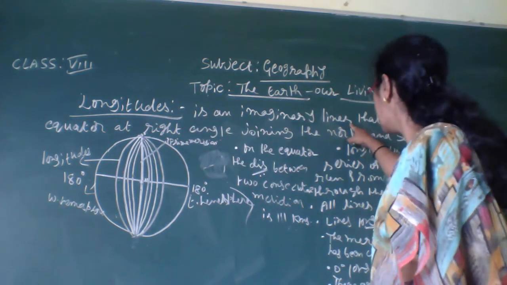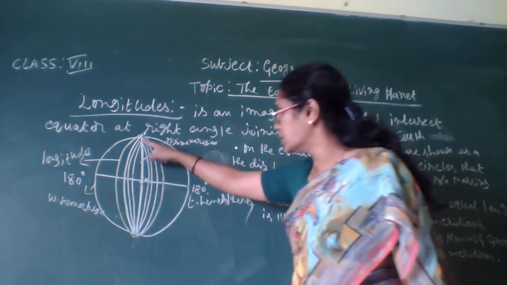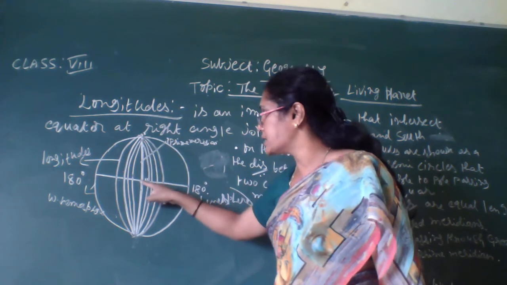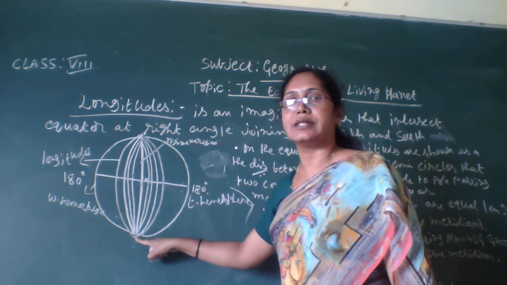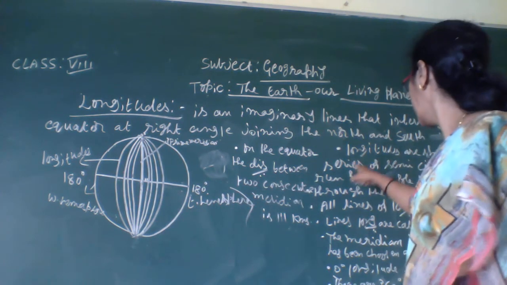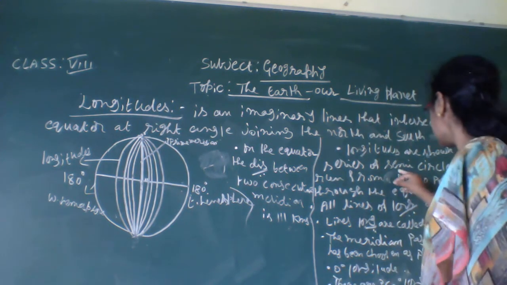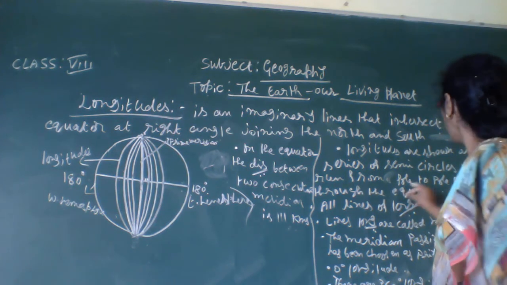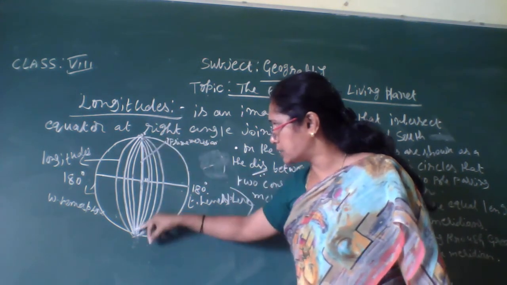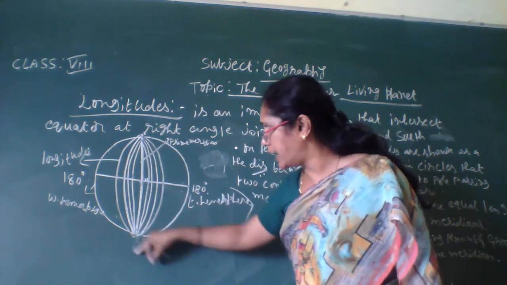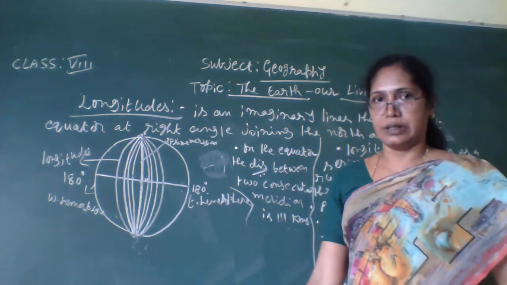Next concept is longitude. Longitude is an imaginary line that intersects the equator at right angles, joining the north and south. It is known as longitude. Second, longitudes are shown as a series of semicircles that run from pole to pole, passing through the equator. From the equator to the poles, north to south, longitudes look like semicircles. It is shown as semicircular.